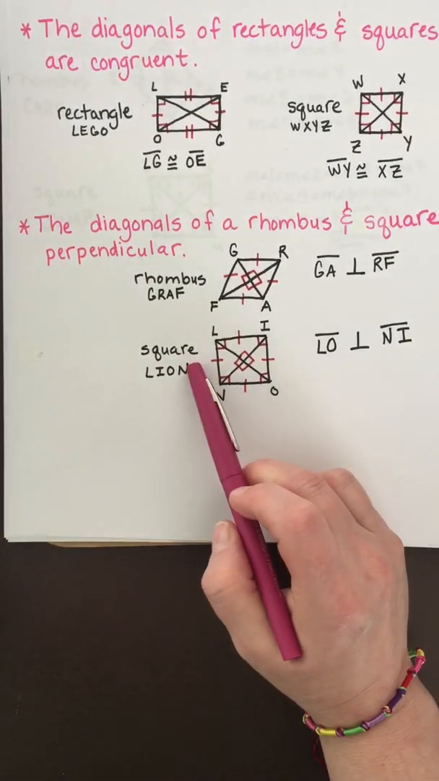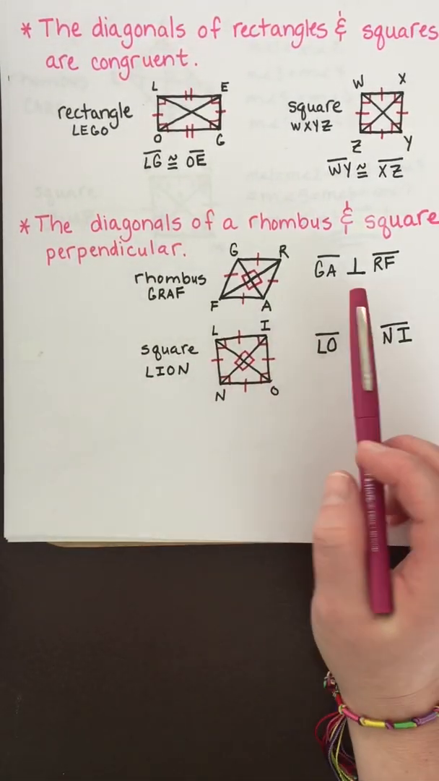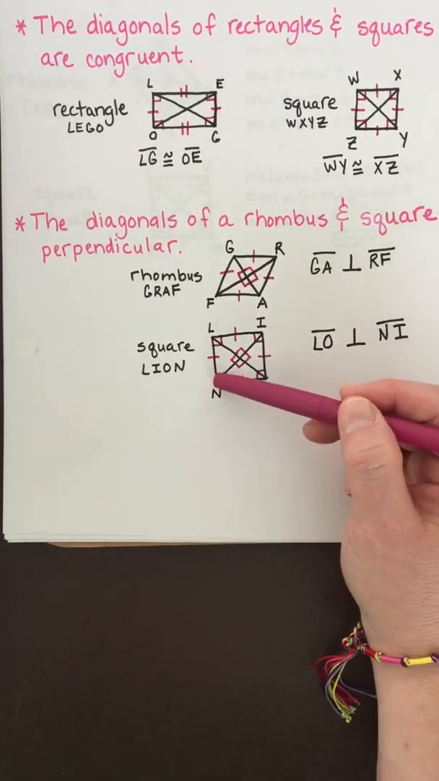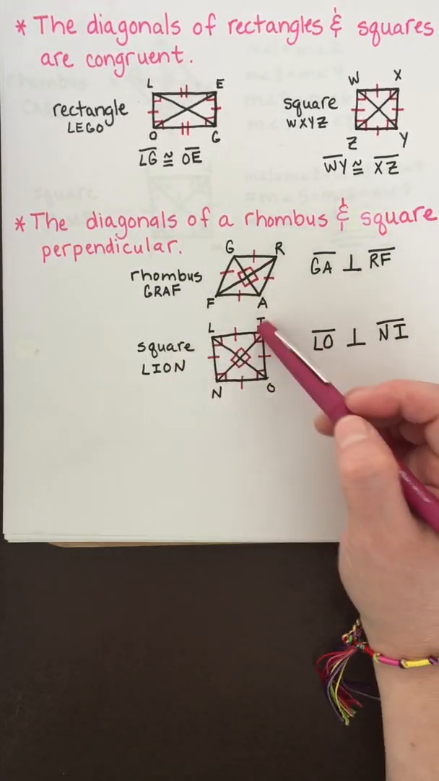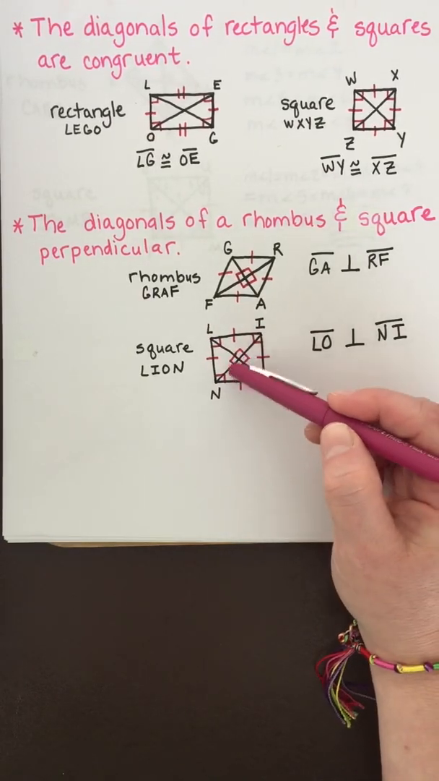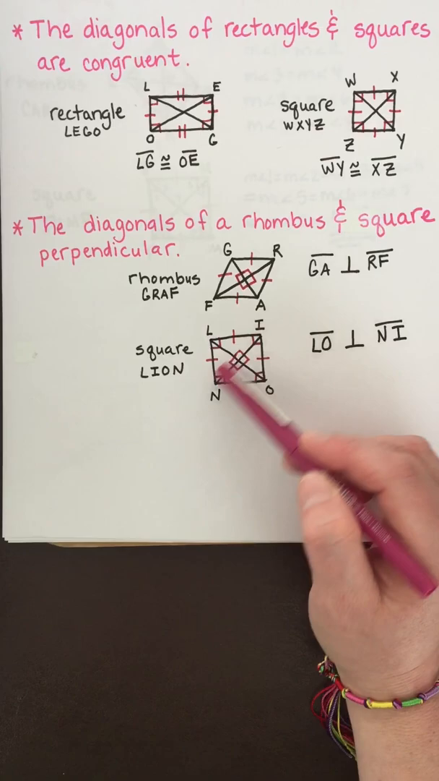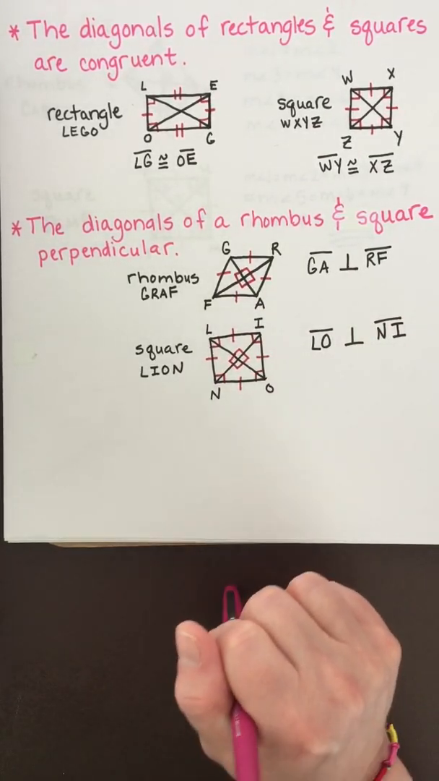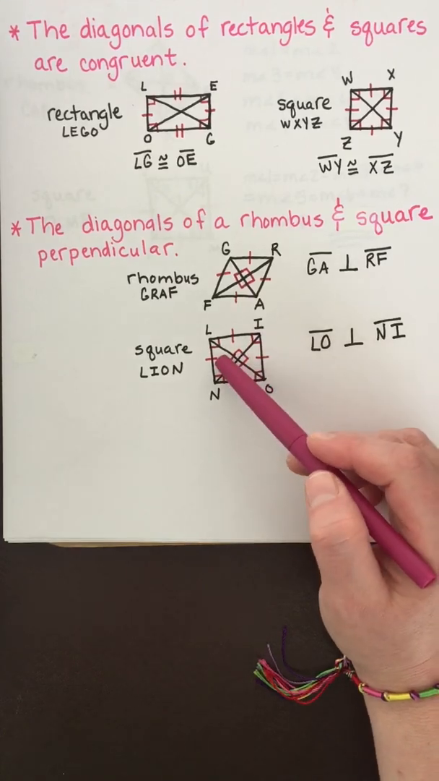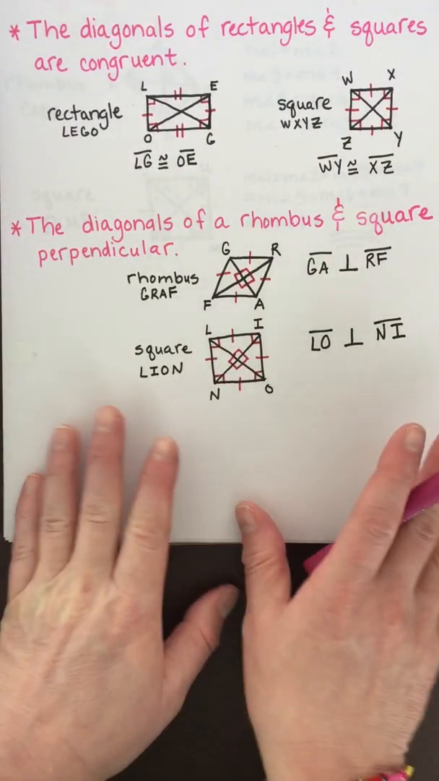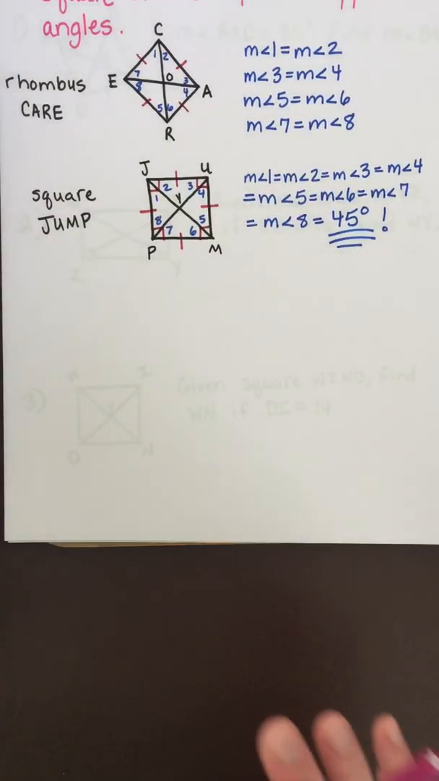All right, and then we have square LION, and then their diagonals also. So you have 4 right angles in the corners because it's a square. And then where the diagonals meet or intersect is also 4 right angles because the 2 diagonals are perpendicular. Remember, perpendicular lines intersect to form 4 right angles, and right angles equal 90 degrees. All right, let's look at one more theorem.